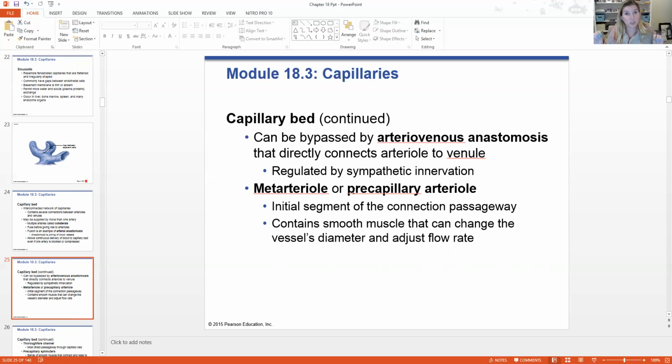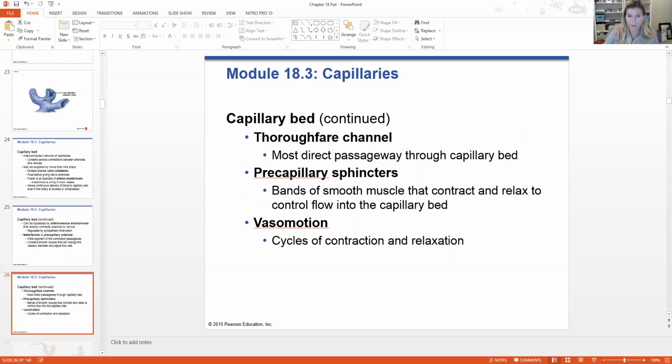There's also a meta-arteriole or a pre-capillary arteriole. This is the initial segment of that connection pathway, and this is where there's a smooth muscle that can actually change the diameter or flow rate of that capillary bed. So it's kind of adjusting the flow.